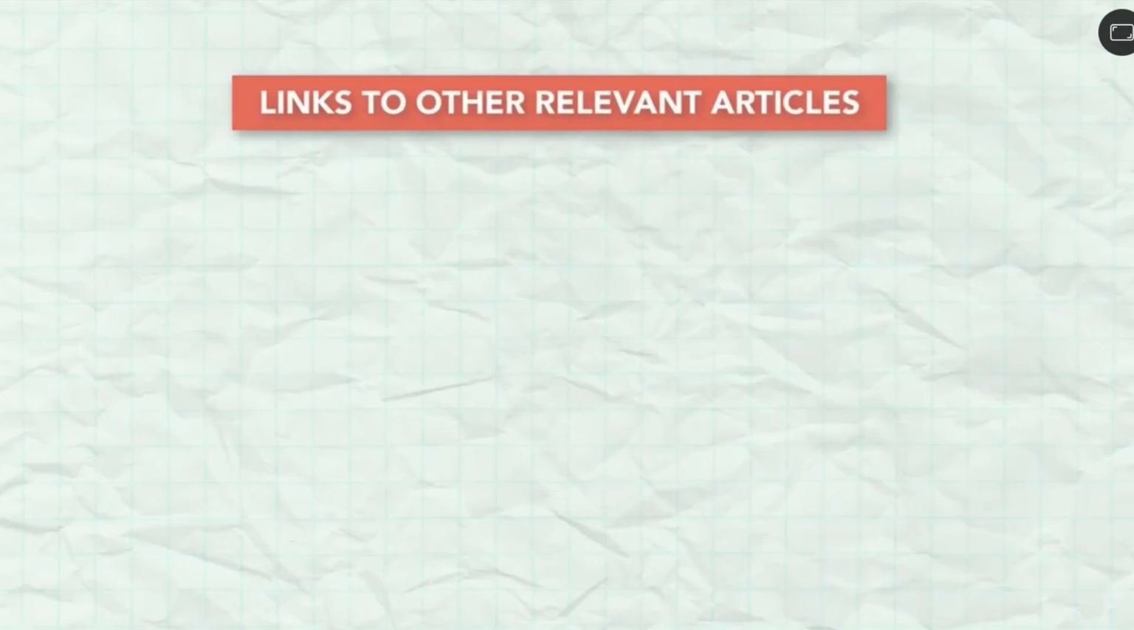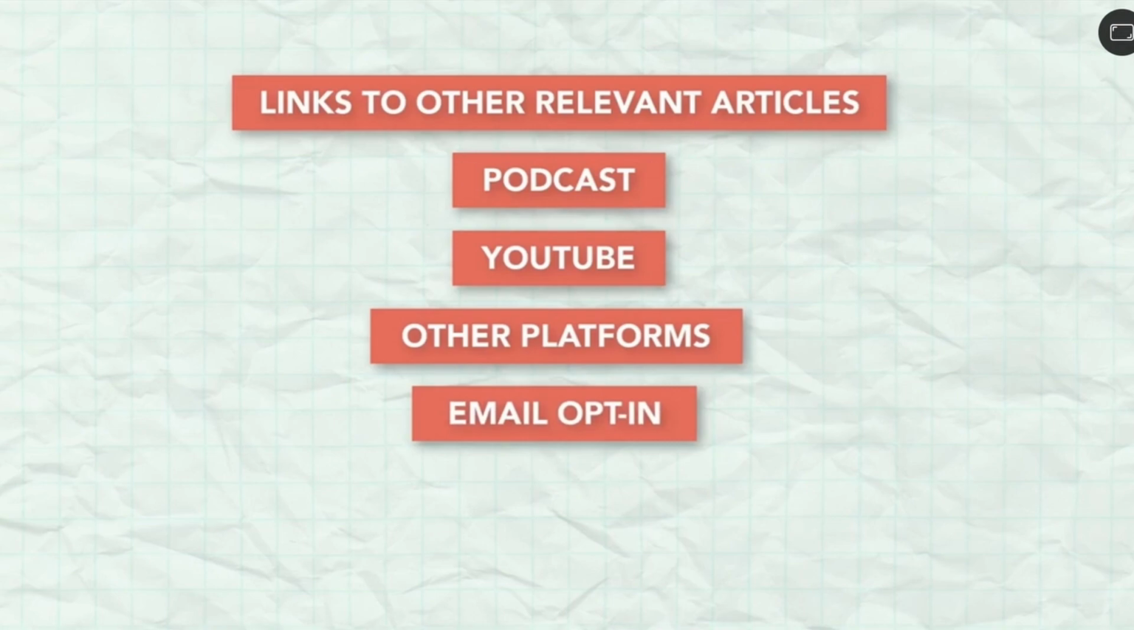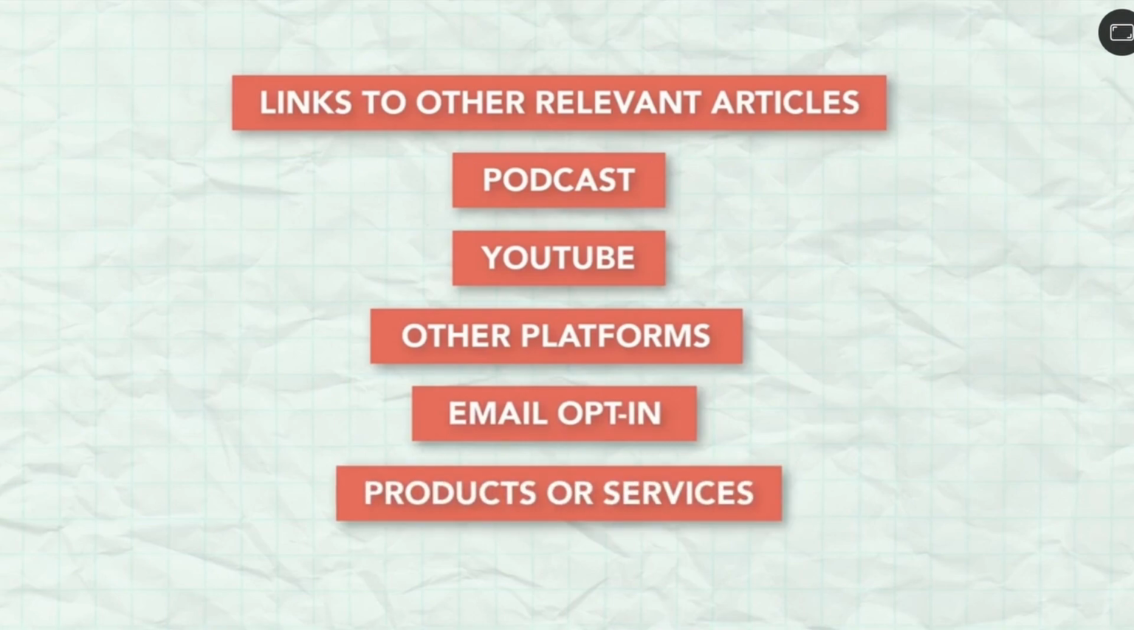Now, you have a variety of options here, including links to another relevant article or two, links to a podcast, a YouTube channel, or some other platform, an email opt-in so they can subscribe, or even a link to a relevant product or service. Ideally, you only have one big call to action at the end of your content. If you include multiple, people might be less likely to take action or feel divided on what to do next.